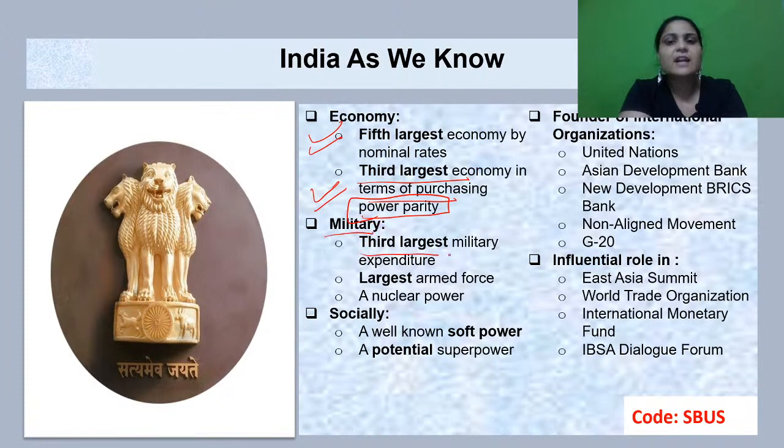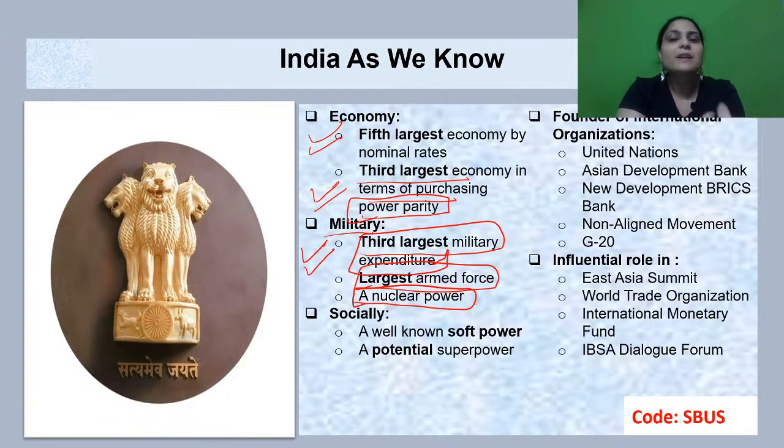Military, we are the third largest by military expenditure, and that actually gives us a lot of negotiation power, though we are still not using it to our full capacity. We are one of the largest armed forces, and we are definitely a nuclear power. So military wise also, we are gaining a lot of momentum. We are also now being considered a hard power. Hard power is the term used for military power, might.